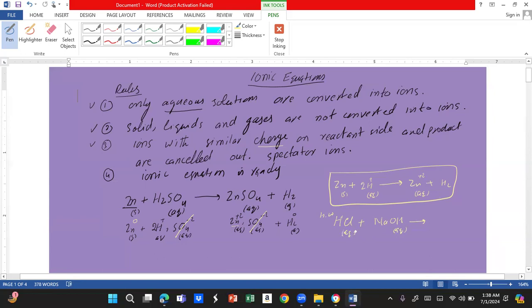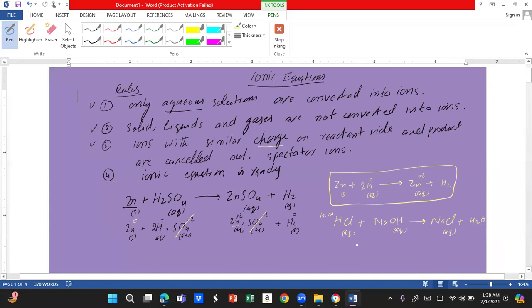When hydrochloric acid reacts with sodium hydroxide, it produces a soluble salt, that is sodium chloride. We have discussed this as well in salts and properties of acids. NaCl and water will be produced.